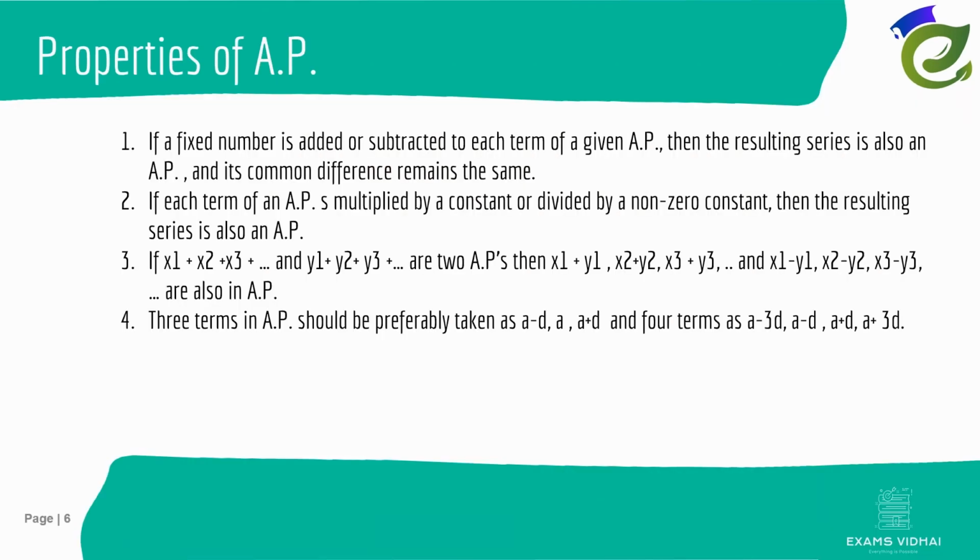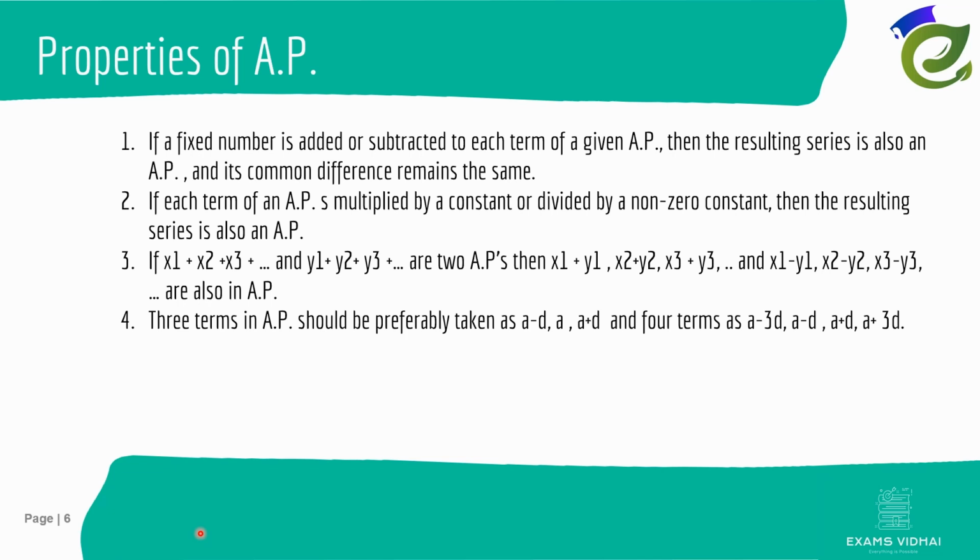Now let's quickly look at some properties of an AP. The first one: if you add or subtract a fixed number to each term of an AP, then the resulting series is also an AP and its common difference remains the same. Next, if you multiply or divide an AP by a constant number, then the resulting series is also an AP. And if you add or subtract two APs term by term, then the series is also an AP.